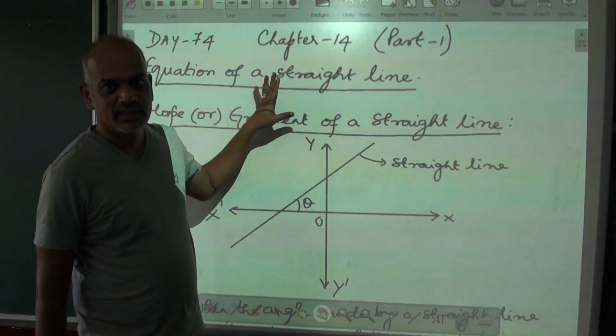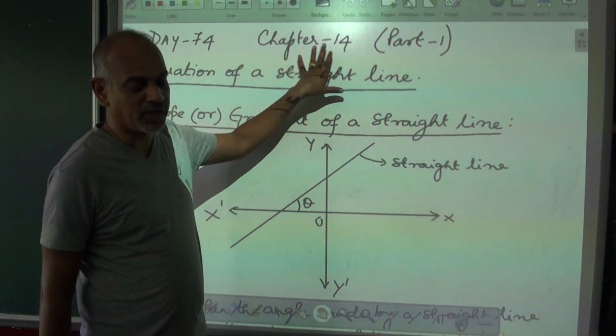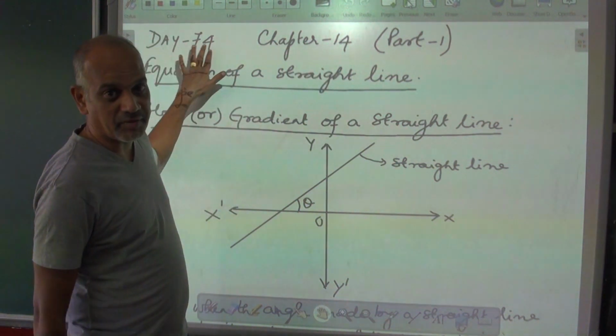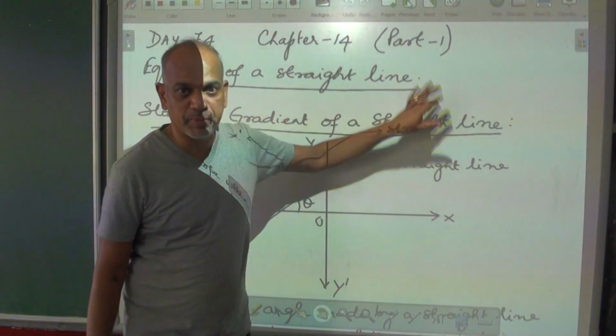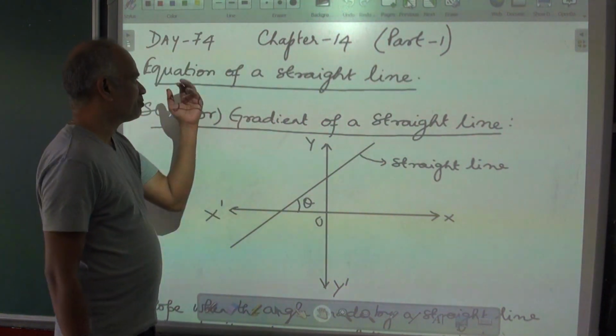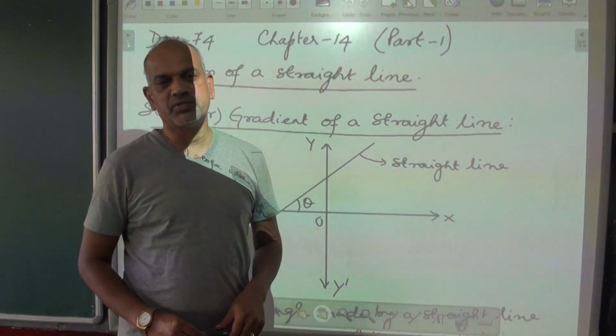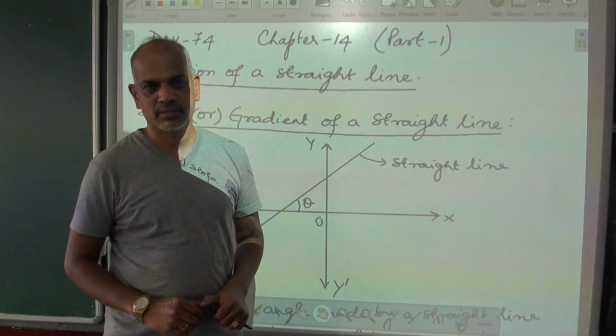Okay. This is a new chapter. Chapter 14 is on equation of a straight line. This is day 74, chapter 14's first part. Talking about a straight line. Any straight line has an equation.